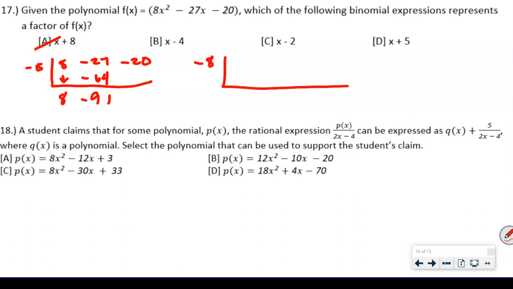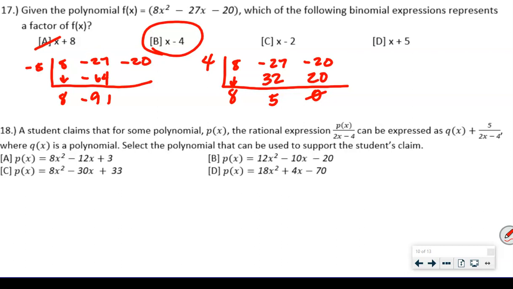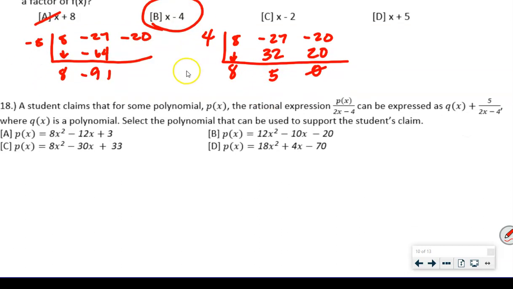So we got 8, 27, negative 20, right? So we bring down this 8. So what am I doing? It's supposed to be 4, y'all. My bad. Positive 4, right, y'all? Okay, that's going to be 32. And that's going to be 5. And guess what? 5 times 4 is 20. And that's a remainder of 0. So that was our answer right there because we got a remainder of 0. Okay, that's the remainder theorem, right? That's what helps us solve this, okay?